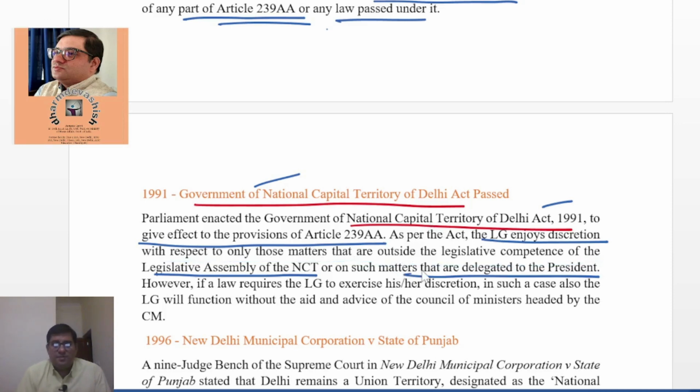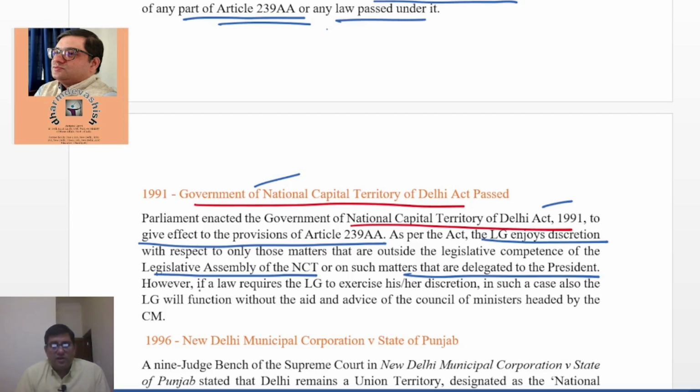So discretionary powers are available to the LG of Delhi, but only on those matters which are delegated by the President, and secondly on those matters which are outside the legislative competence of the Legislative Assembly of NCT of Delhi. Meaning thereby public order, police and land, those would be the areas on which LG can use his or her discretion.